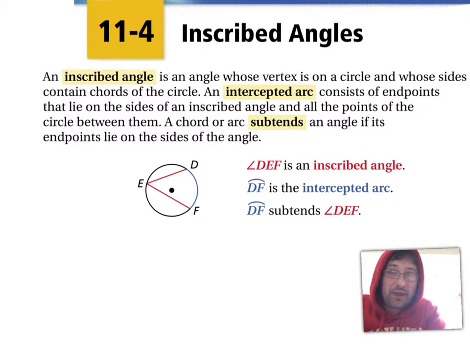So let's look at what we have. Angle DEF is an inscribed angle. Arc DF is the intercepted arc. So that is the arc that is across from the angle. Arc DF subtends angle DEF.